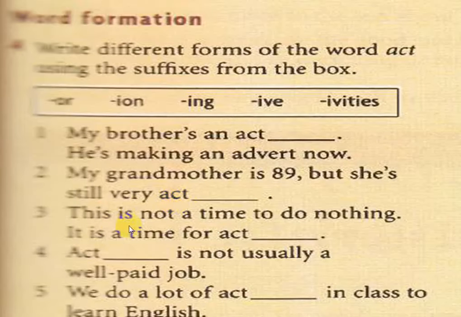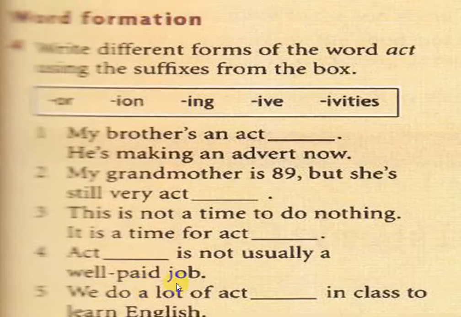Number three, this is not a time to do nothing. It's a time for action. We add the suffix ion. It's a time for action. Number four, act. Acting is not usually a well-paid job. Acting means تمثيل.